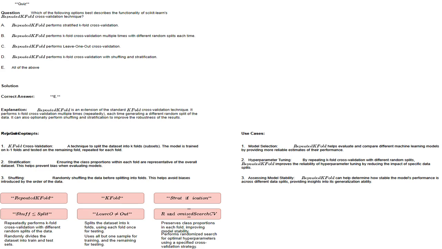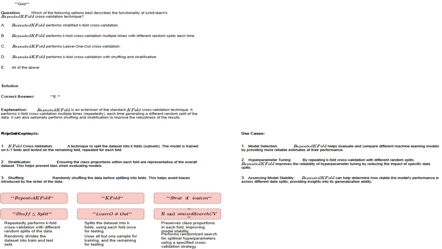C. Repeated k-fold performs leave one out cross-validation. Repeated k-fold is an extension of k-fold cross-validation, not leave one out cross-validation. Leave one out cross-validation involves using all but one sample for training and the remaining for testing, which is different from the k-fold approach. False.